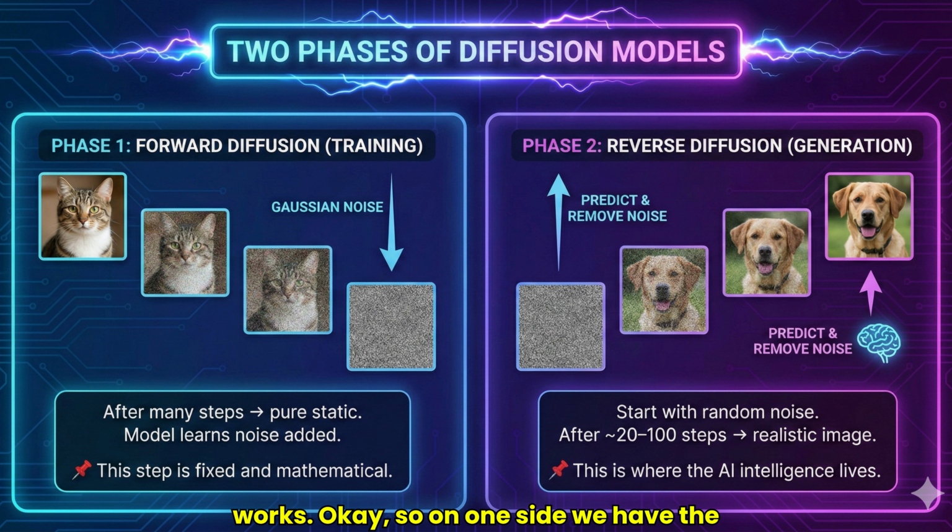Okay, so on one side, we have the training phase. We call this forward diffusion. This is the destruction part we just talked about. You take a perfectly good image, you add noise, and the AI just watches and learns. Then on the other side, you have reverse diffusion, and this is where the magic really happens. We give the AI a brand new patch of random noise, and it uses everything it learned to undo the chaos, carefully removing layers of noise to build a totally new image from scratch.